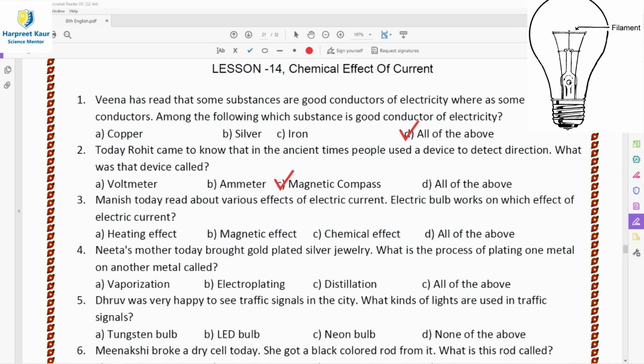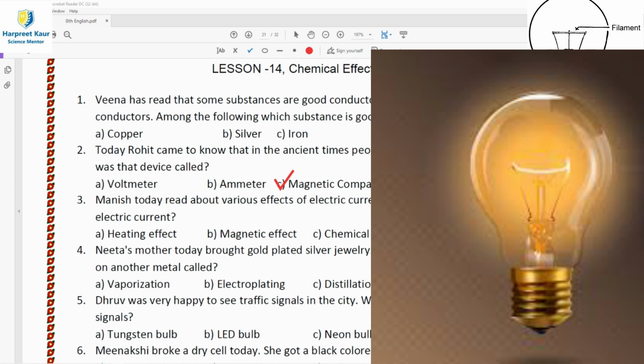And when the same electricity is passed through conducting liquids, which are the liquids that allow the electric current to pass through them, chemical reactions take place in that liquid. This effect, due to the chemical reactions occurring in the liquids, is called the chemical effect of current. So these are the three effects of current: heating, magnetic, and chemical.